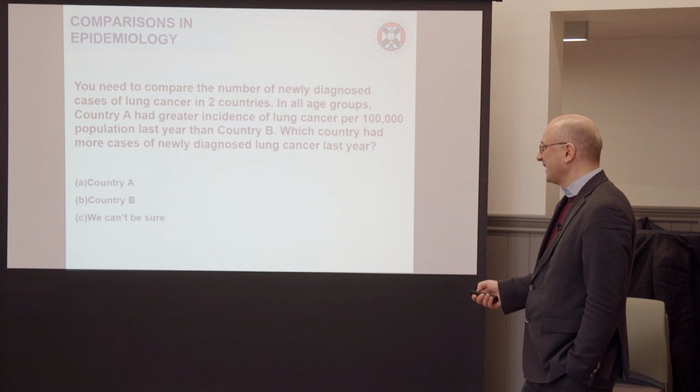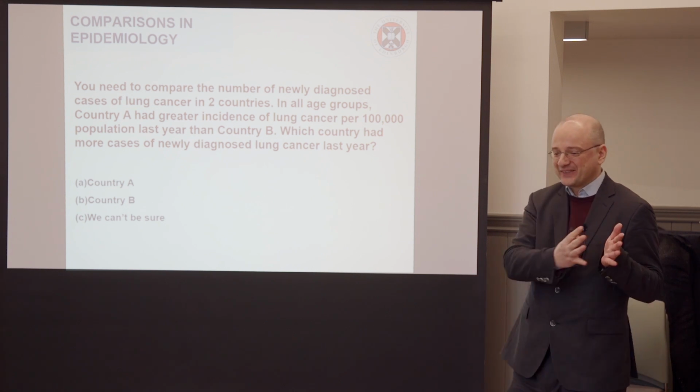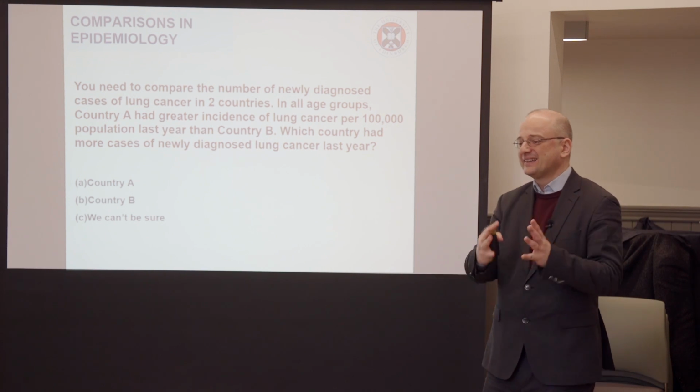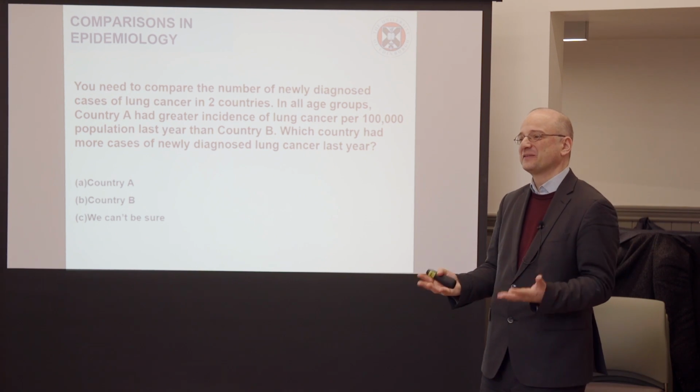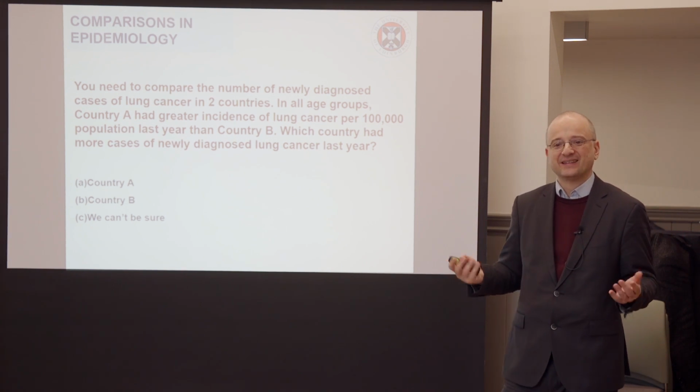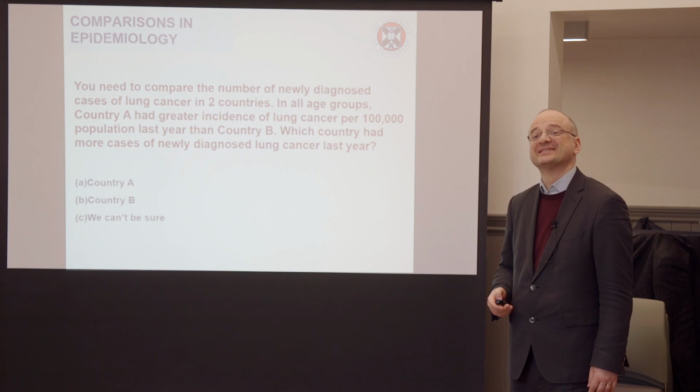Okay, so we can't be sure. How come we can't be sure? If you cover all age groups from start to finish, from 0 to 100, and in each age group country A has a higher incidence than country B, how can country B possibly have a higher incidence than country A? We know the specific numbers of the population.